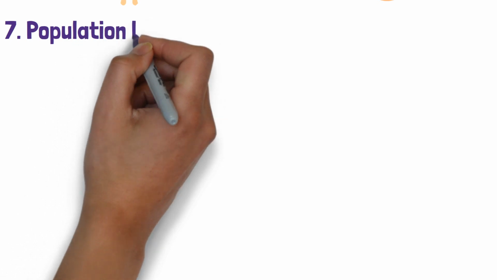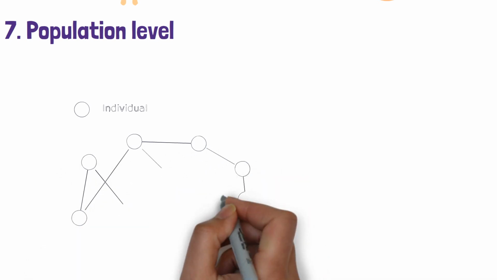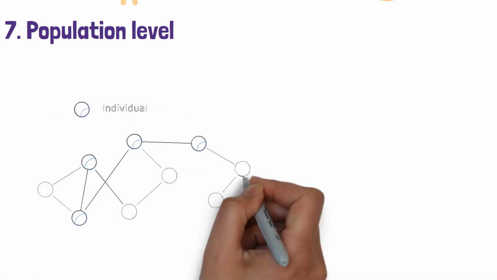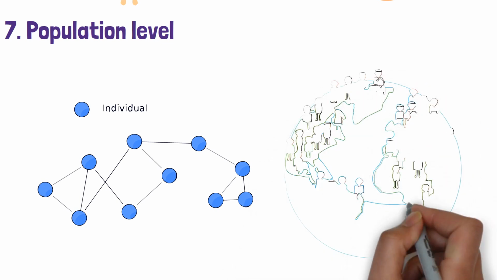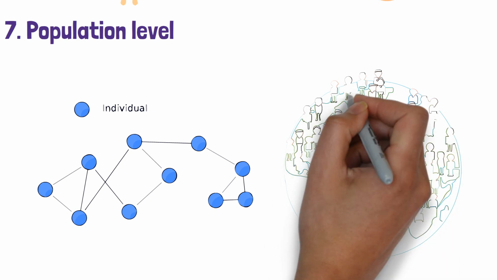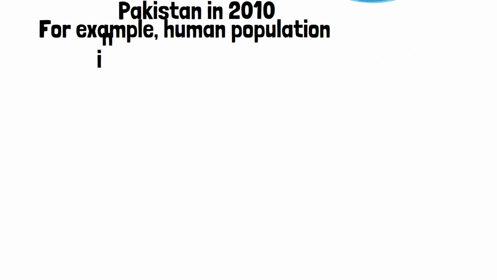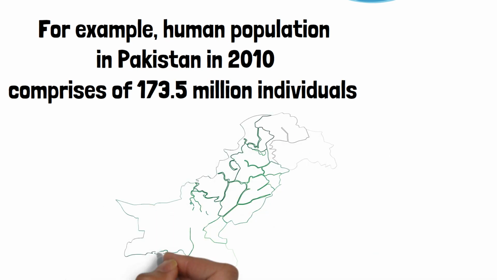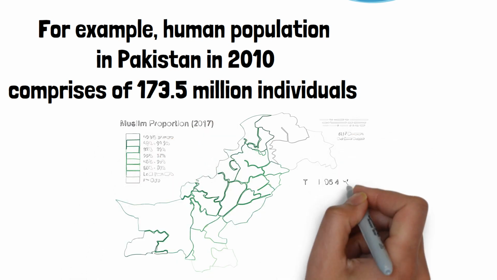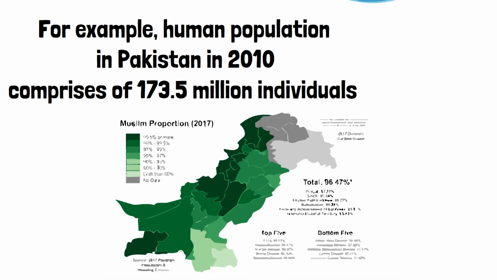Population level. Biologists also study biology at the population level, where they observe interactions among individuals of the same species living in the same habitat. A population is defined as a group of organisms of the same species located in the same place and time. For example, think about the human population in Pakistan in the year 2010. It's composed of millions of individuals, each made up of trillions of cells, all functioning together in a highly organized manner to sustain life. This concept of levels of organization helps us appreciate the complexity and beauty of life on Earth.